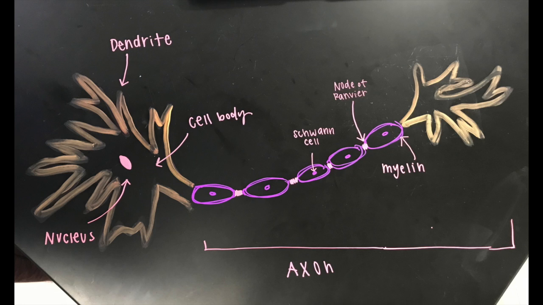Hi, today we are going to be talking about the process of action potential. This is a labeled diagram of a neuron. On the far left, you can see the dendrites, which receive incoming messages that activate the cell.